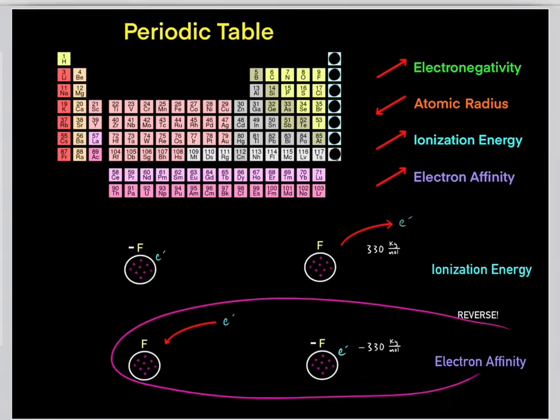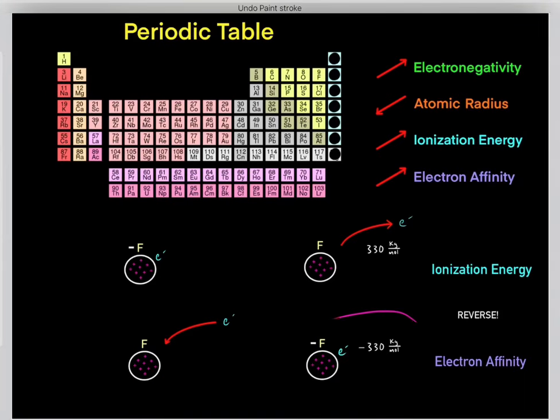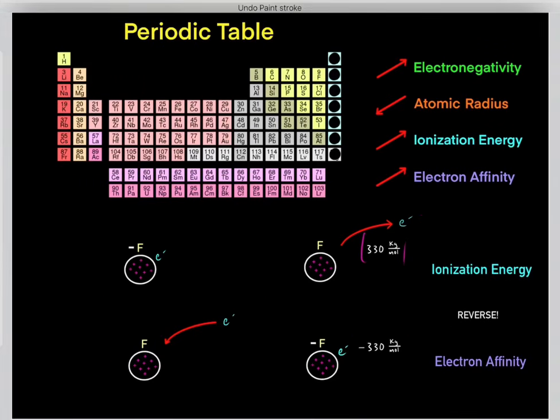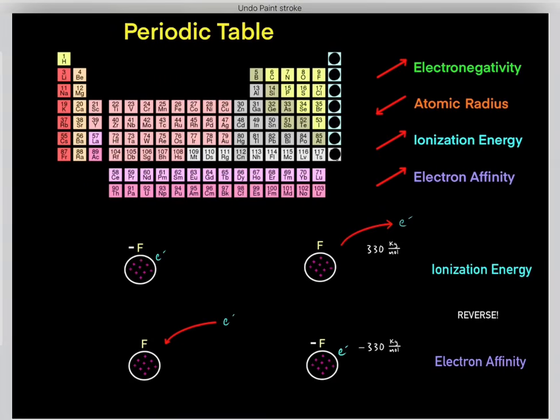But something important to realize is ionization energy and electron affinity are telling you the same thing. They're just looking at it from a different perspective. For example, the energy required to rip off a negatively charged electron from fluoride is 330 kilojoules per mole. However, the energy associated with fluorine gaining a negatively charged electron is 330 kilojoules per mole. So we can see the ionization energy and the electron affinity are telling you the same thing. They're the same magnitude, but opposite sign.